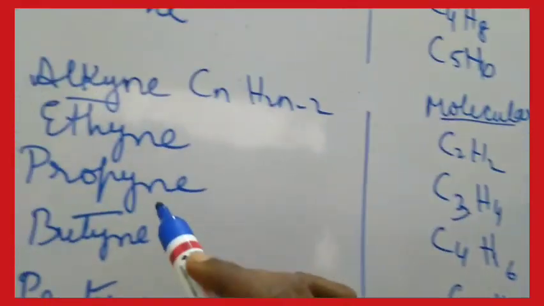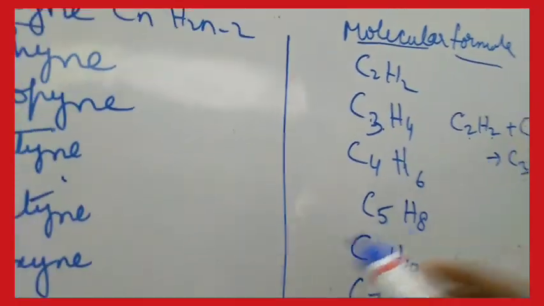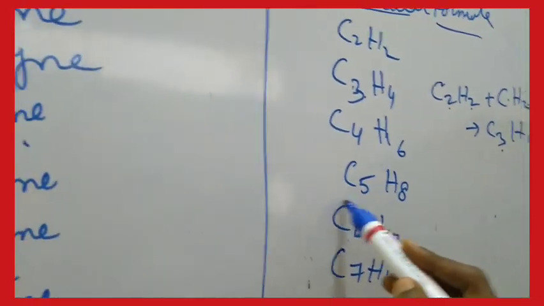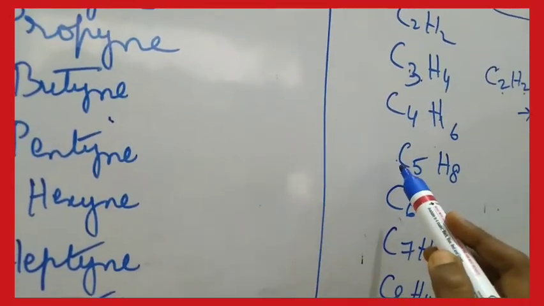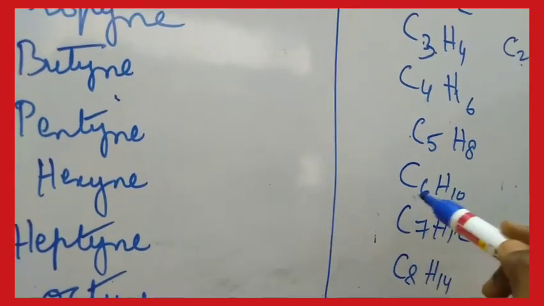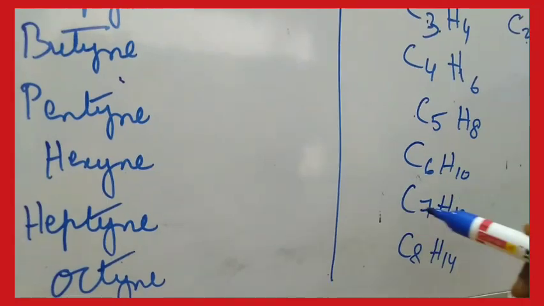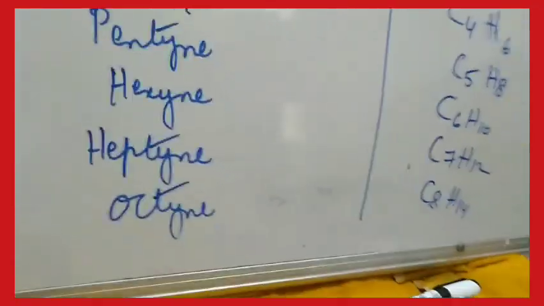Who is that C3H4 here? Propyne. For this propyne, again if you add CH2, you will get butyne, C4H6. For this C4H6, if you add one more CH2, you will get C5H8, that is pentyne, because 5 carbon atoms are there. For this, one more CH2, if you add, you will get hexyne, C6H10. Hexa means 6. For this, if you add CH2, you will get heptyne, that is C7H12. Like that, you will be getting octyne. And you can continue up to nonyne, decyne and all. Like that, it's up to you.